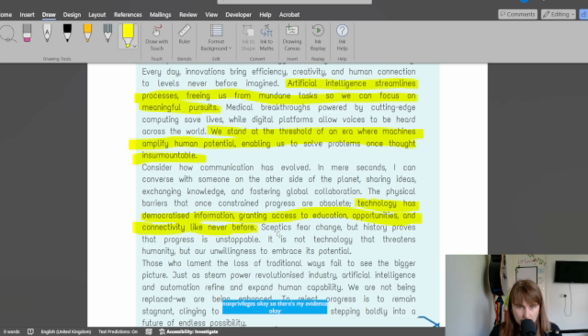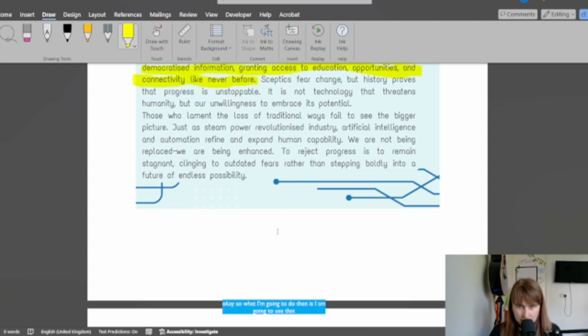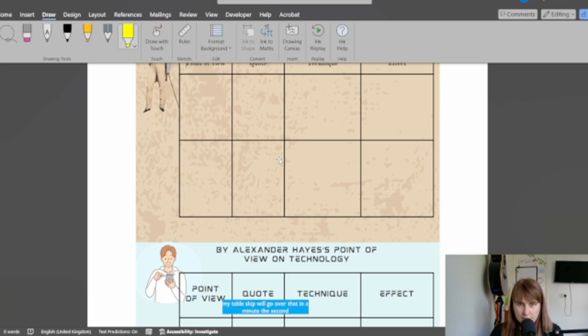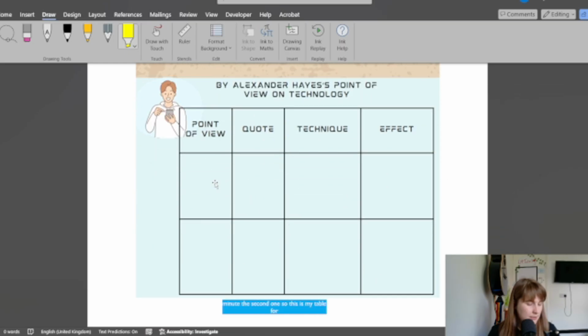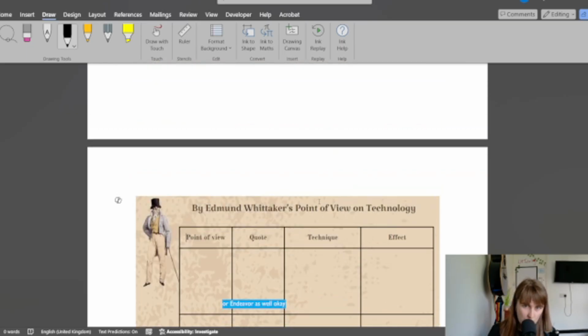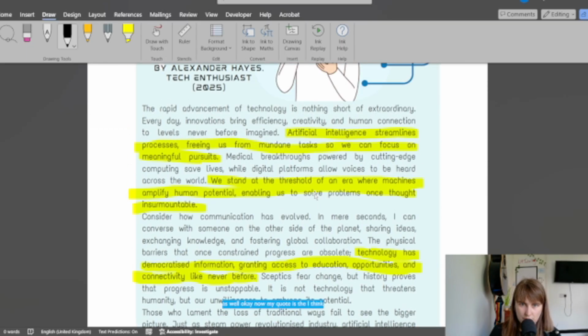Okay, so what I'm going to do then is use that information to fill out my table. We'll go over that in a minute, this second one. So this is my table for Alex. Technology enhances human achievement or endeavor. Endeavor as well.